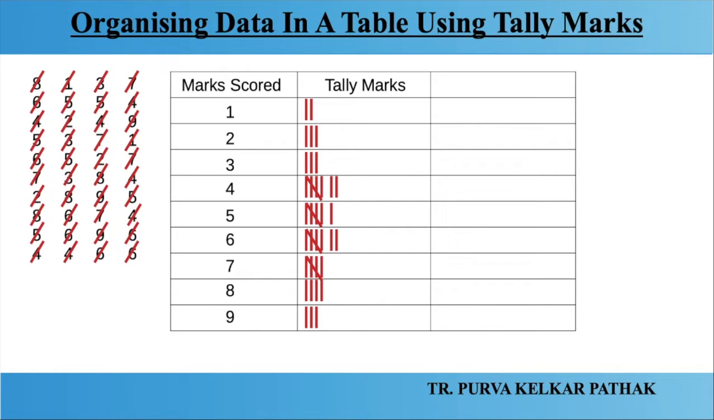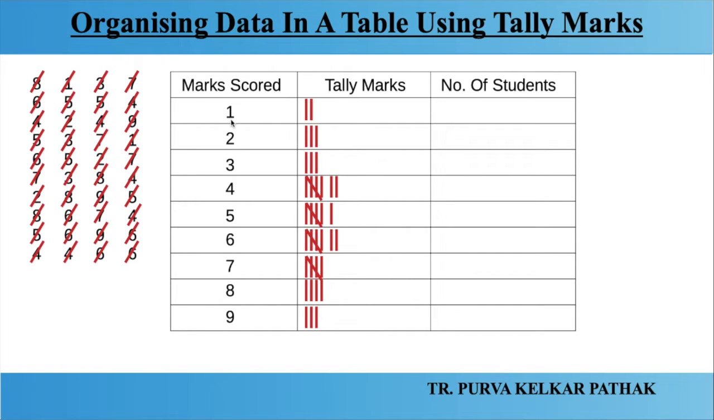This is how we put tally marks against the marks scored by each student. Next, we write the number of students in the third column. For this, we count the tally marks that are marked against the marks scored by the students.